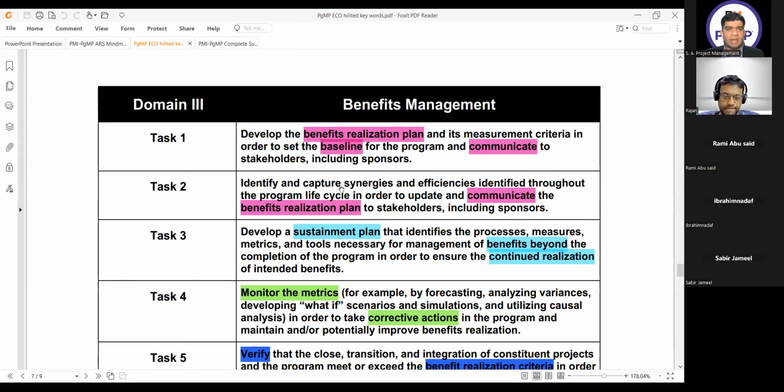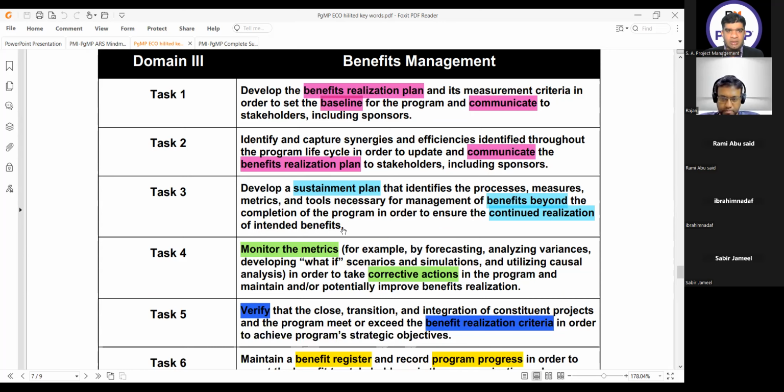Task 2, Rajan, please read it. Identify and capture synergies and efficiencies identified throughout the program lifecycle in order to update and communicate the benefit realization plan to stakeholders, including sponsors. Okay, it's clear. Sabir sir, please read task 3.